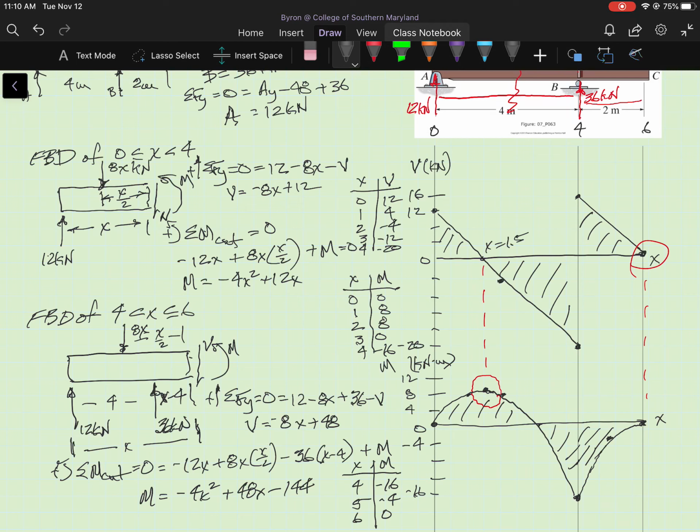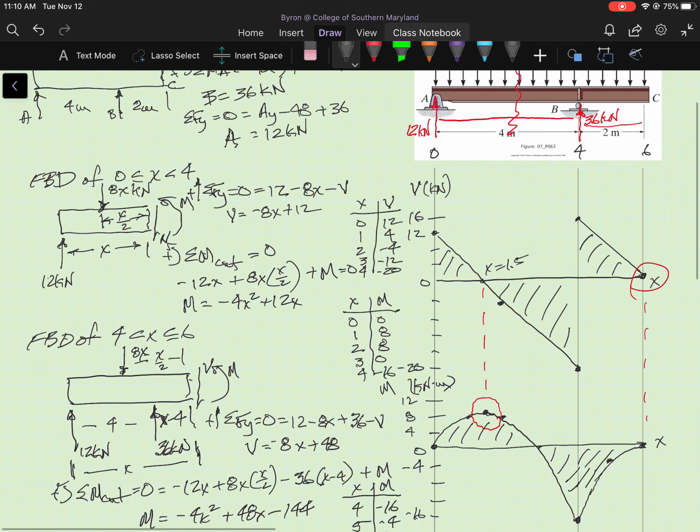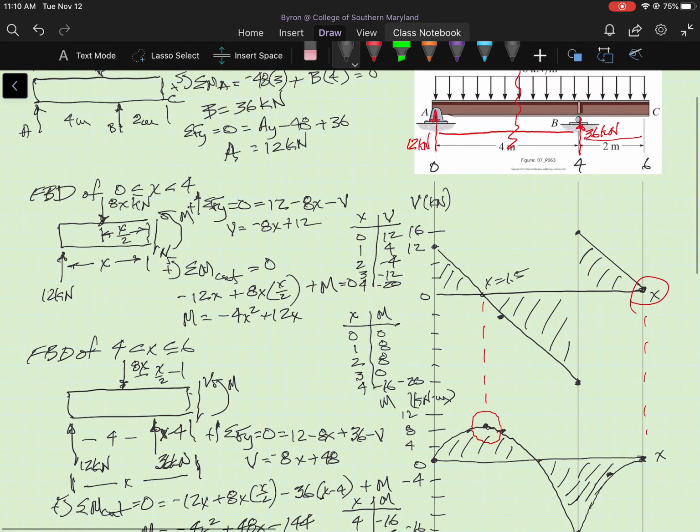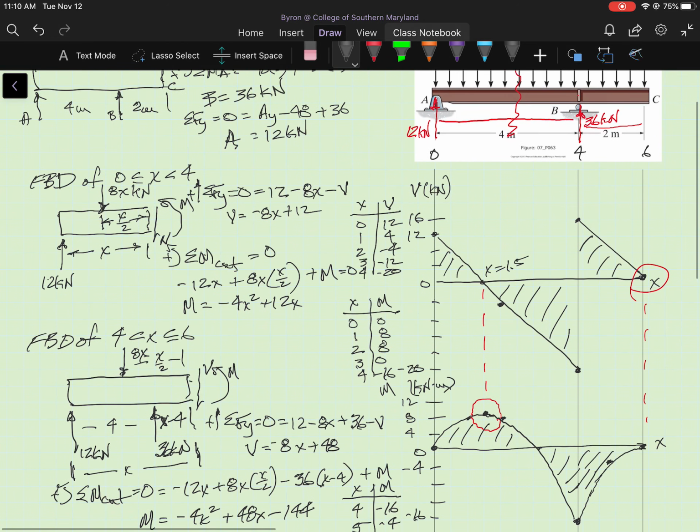Okay, and so we now have what the problem requested, which was to create these shear and bending moment diagrams. We've shown them underneath the beam, which helps things be a little more intuitive. We use the fact that the slope of the moment diagram at any point x is equal to the shear at that value of x.